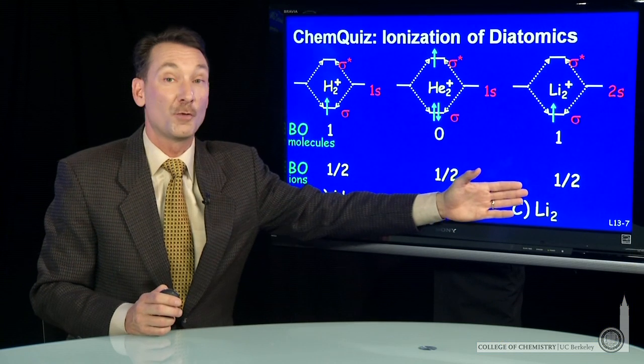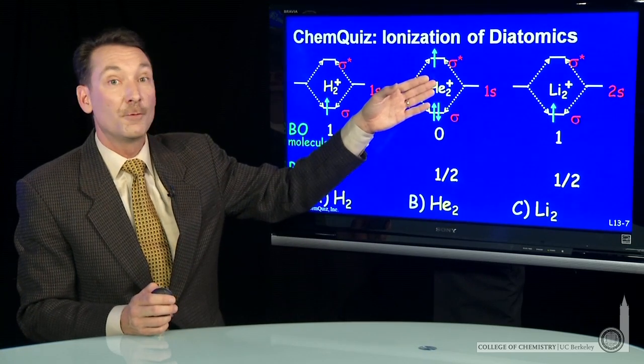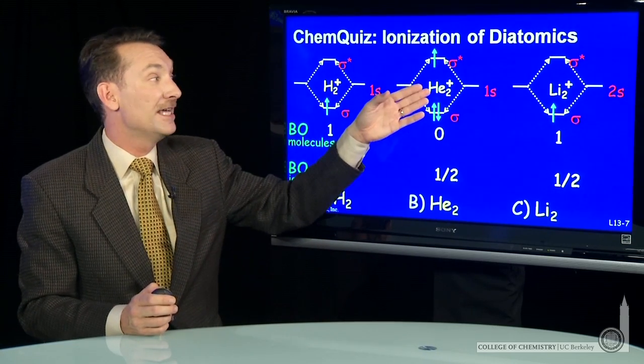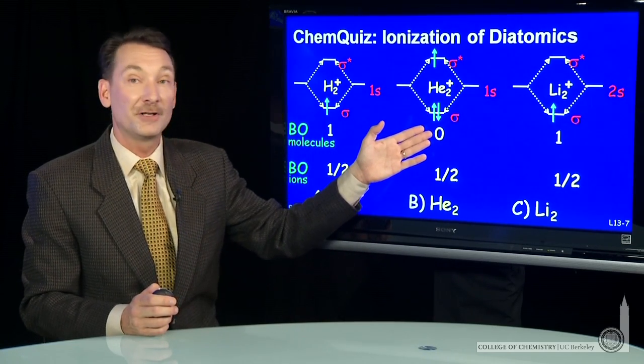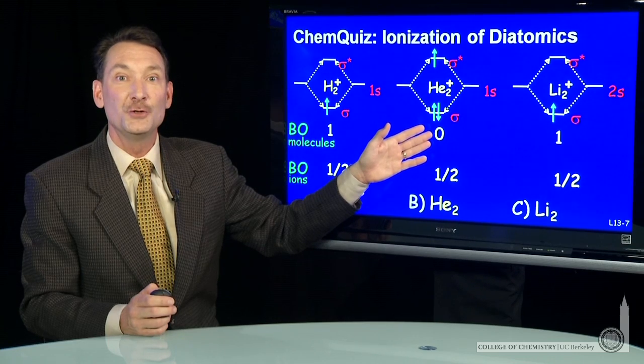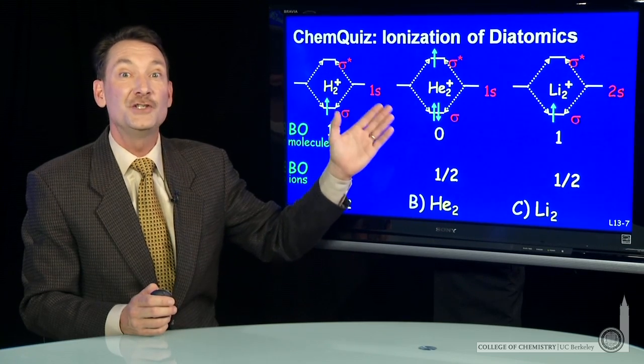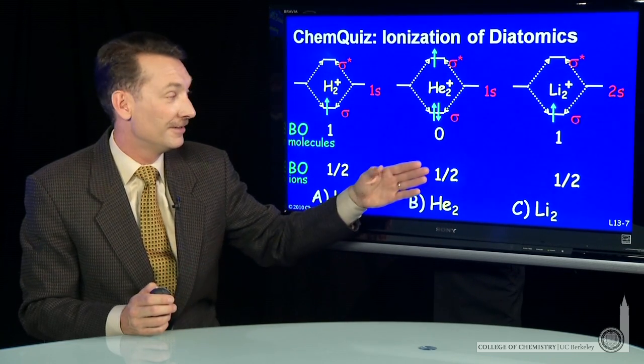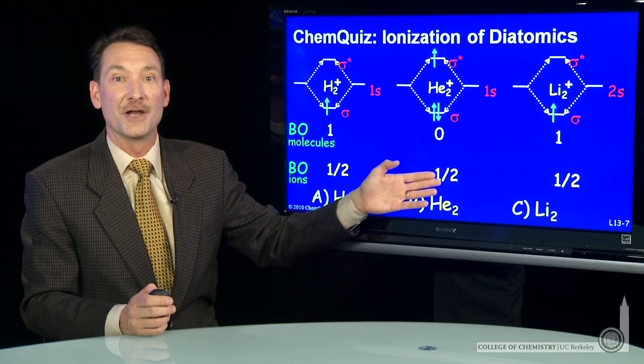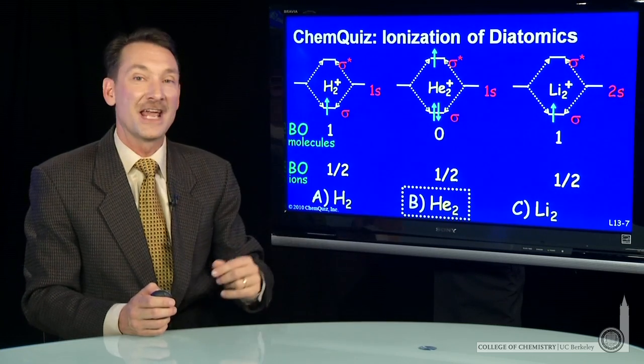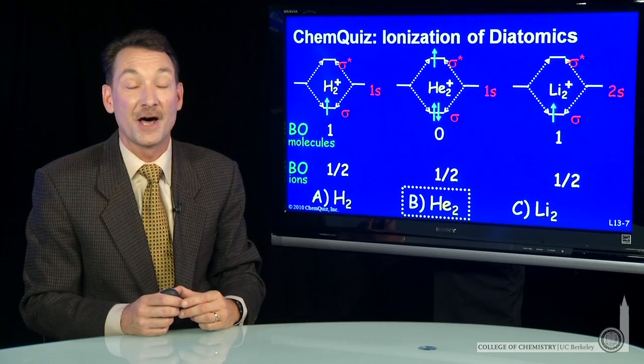So the bond orders go to 1/2, but the one that became more stable was helium: unstable as the He2 molecule, but as the He2 plus ion, it has a higher bond order. So in this case, the answer is He2, more stable upon ionization.